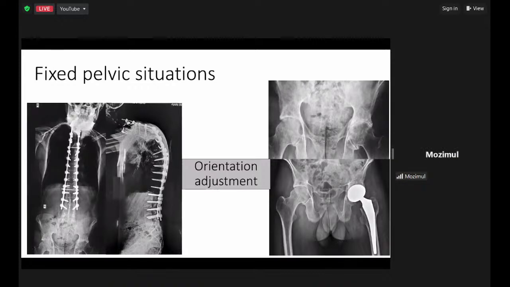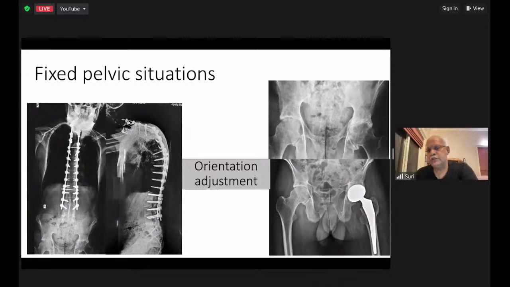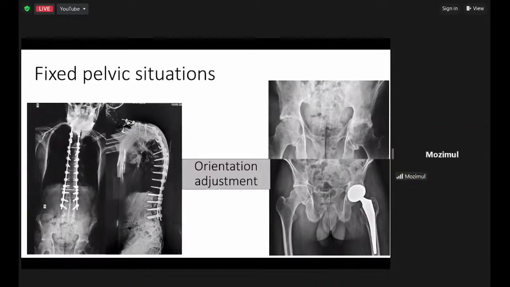Replacement. In fixed pelvic situations, I think we need to worry about study and control.